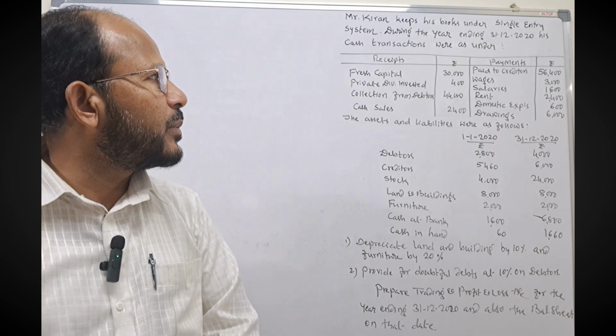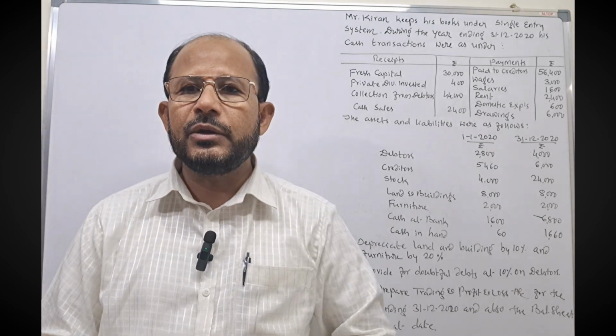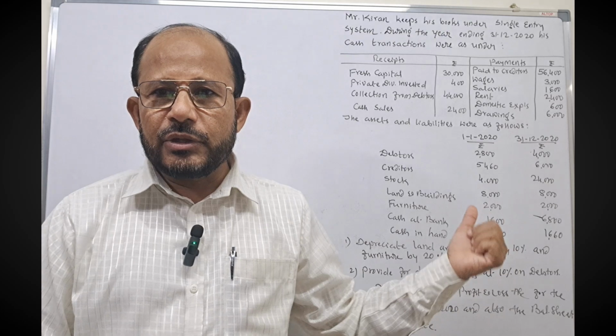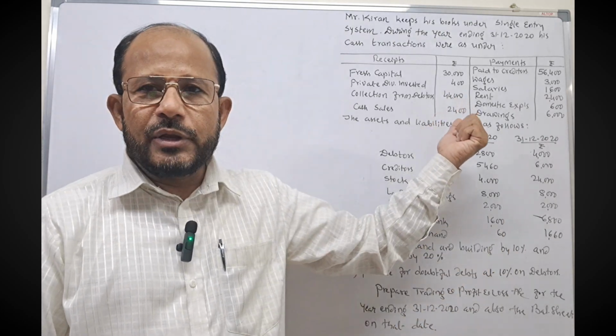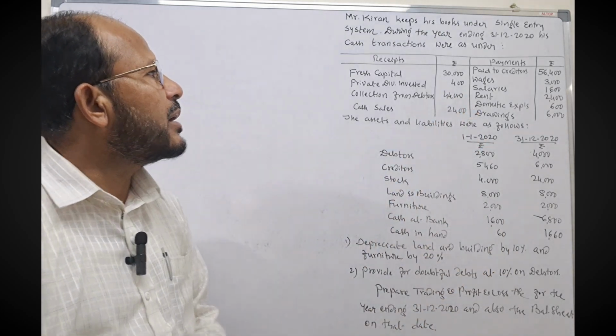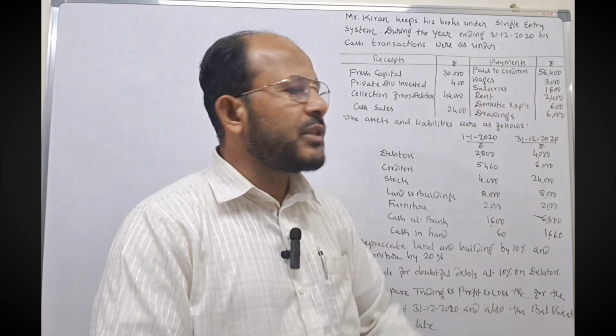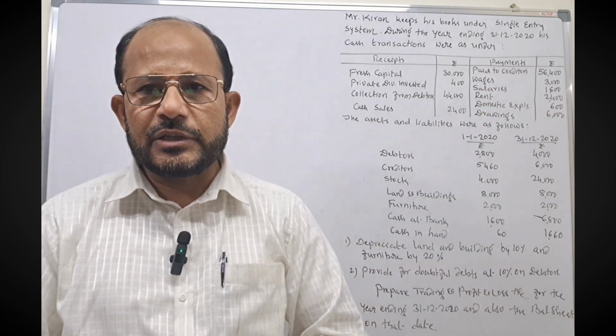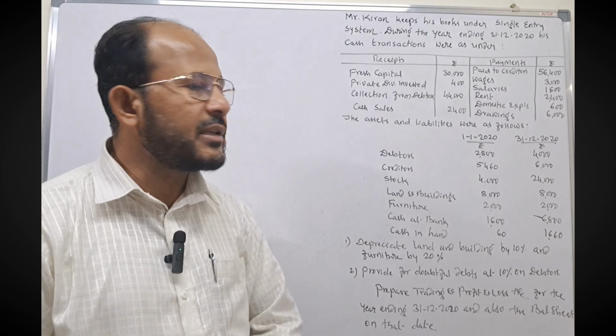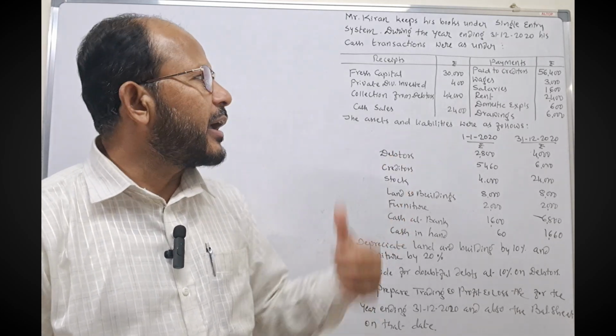Next one is on the payment side. You see, paid to creditors, rupees 56,400 during the year. Mr. Kiran has paid rupees 56,400 to his creditors. Where do you show this one? This amount we have to show in the sundry creditors account. Okay. Next one is wages, rupees 3,000. He has paid rupees 3,000 as wages.